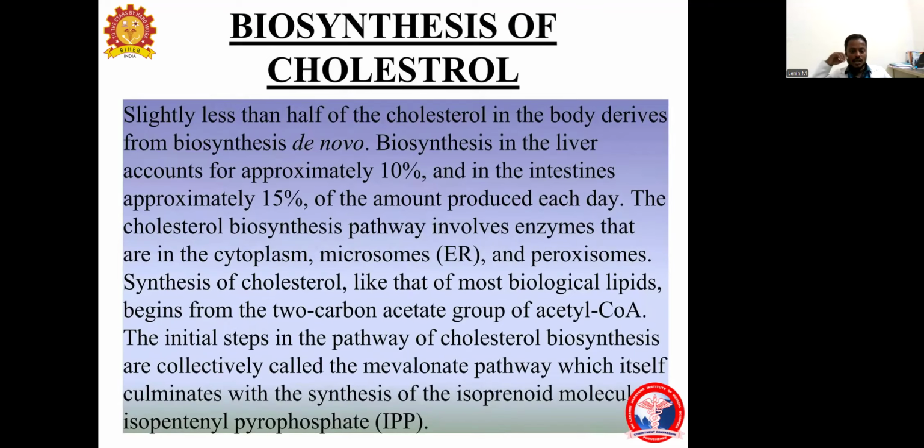Slightly less than half of the cholesterol in the body is derived from biosynthesis by de novo synthesis. Biosynthesis in the liver accounts for approximately 10%, and the intestine approximately 15%. Clear? The synthesis of cholesterol, like most biological lipids, begins from the two carbon acetate group of acetyl CoA. This is the initial step of the pathway for cholesterol biosynthesis, and mevalonate will be formed. From mevalonate it is converted to isoprenoid molecules, and from isopentenyl pyrophosphate finally cholesterol will be formed.